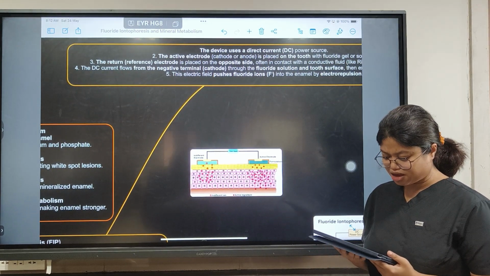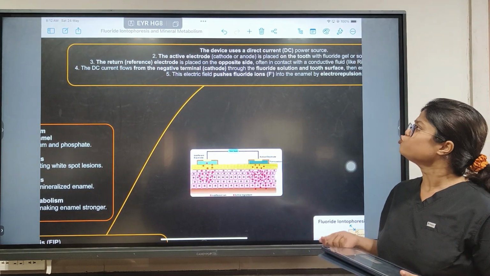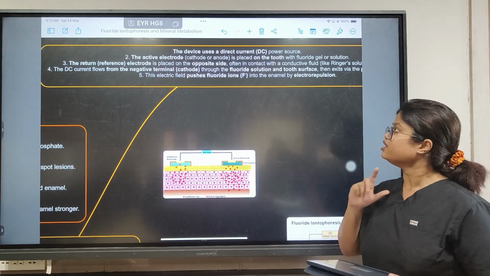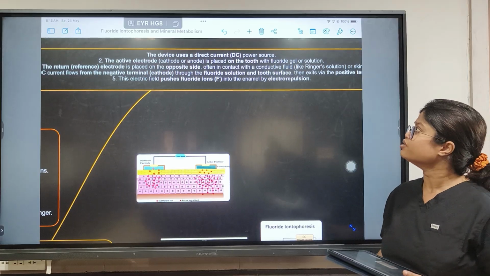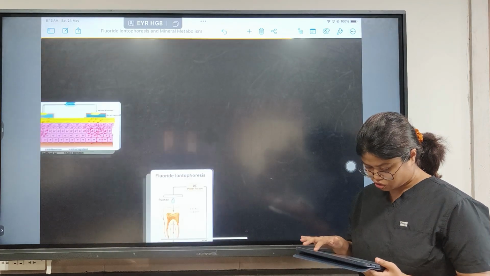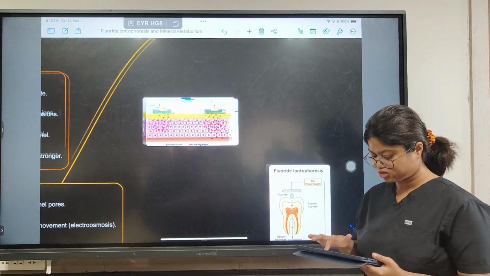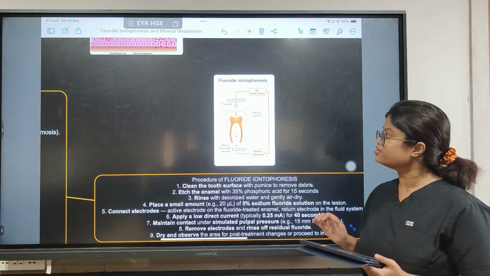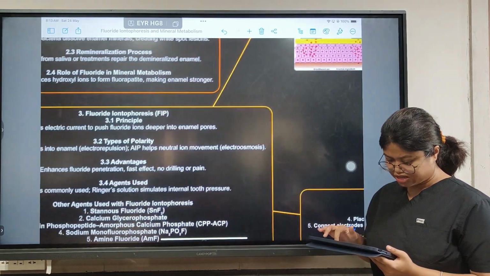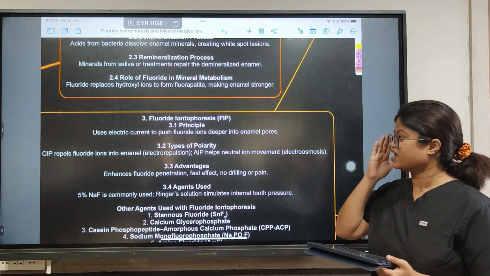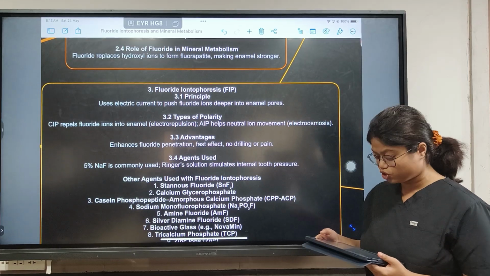The DC current flows from the negative terminal through the fluoride solution and then to the tooth surface, and this electric field that is created makes the fluoride ions move into the enamel by the electrorepulsion process. So this is the graphical representation of it on the skin surface, and also how it happens in the teeth. It is represented in this image. So how exactly does fluoride iontophoresis take place, what is the principle behind it, and what are the polarities that I already discussed, we will look into that.